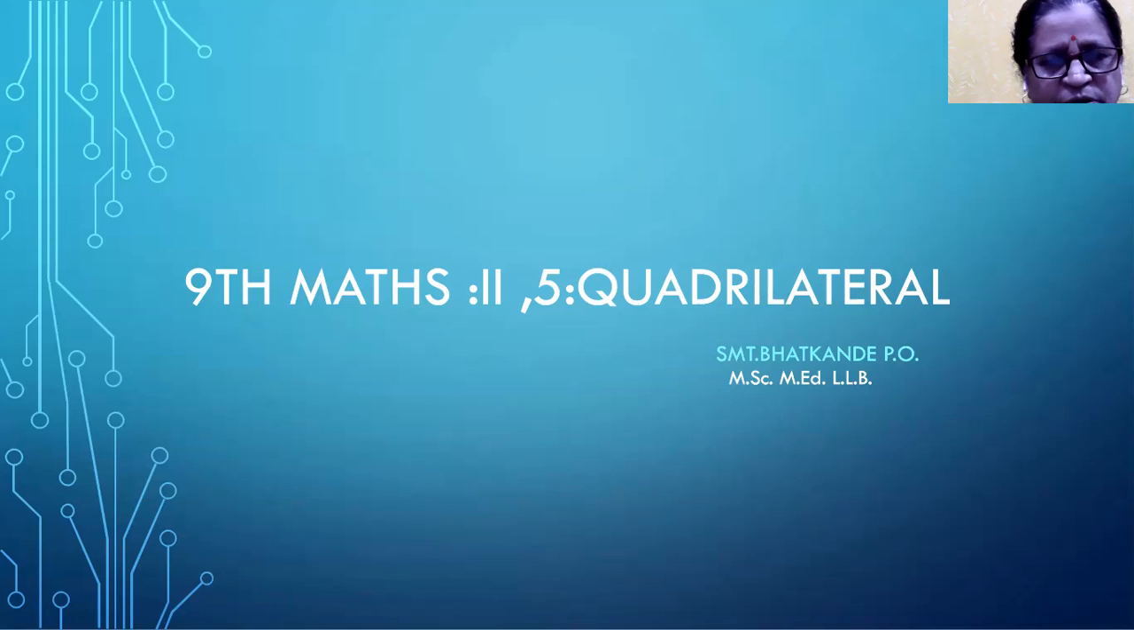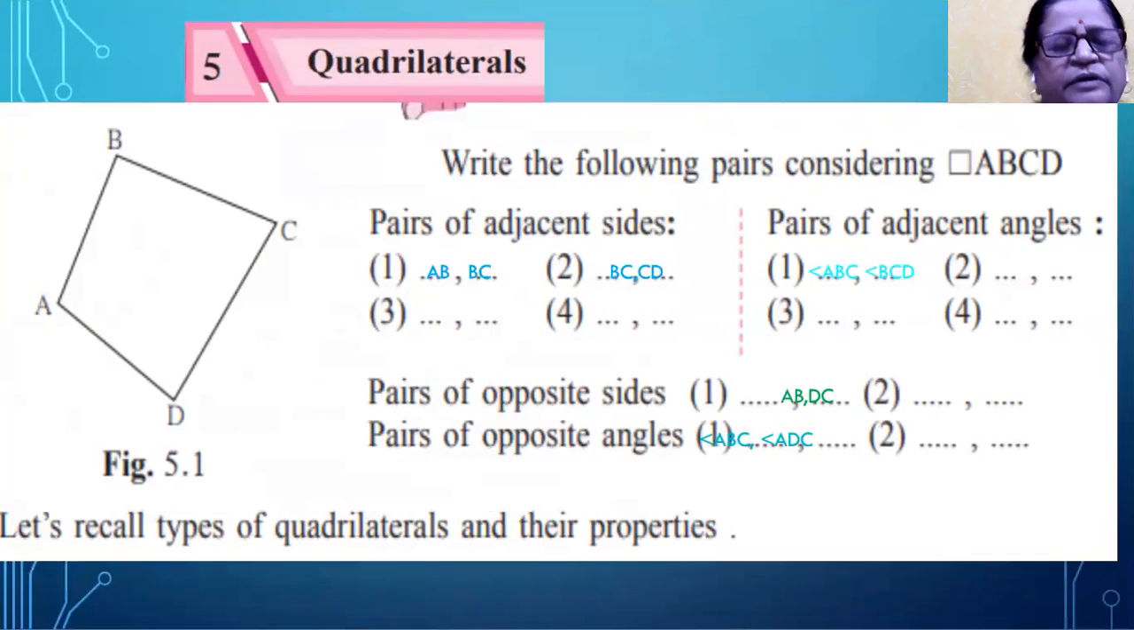Today we are going to study quadrilaterals. Before this standard, you have studied quadrilaterals, that is, sides and angles. On that basis, some questions are asked. Write the following pairs considering quadrilateral ABCD.